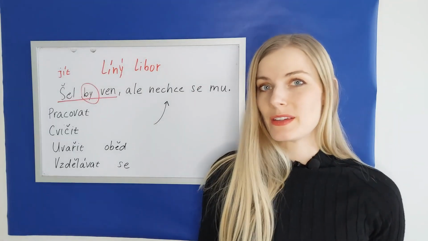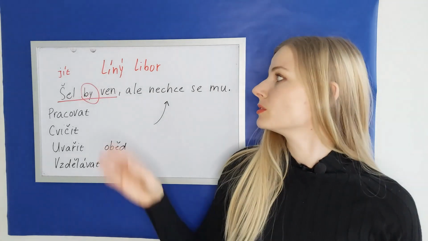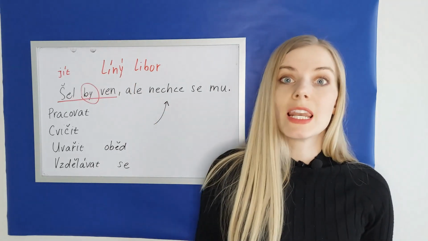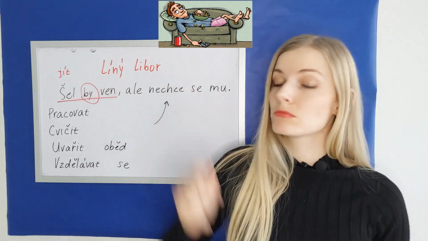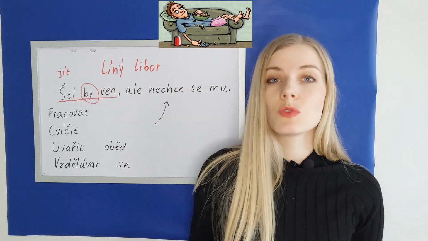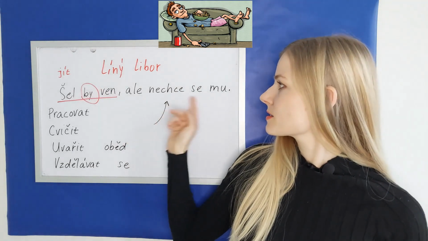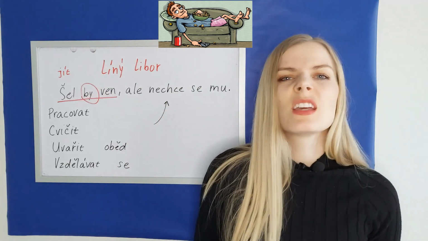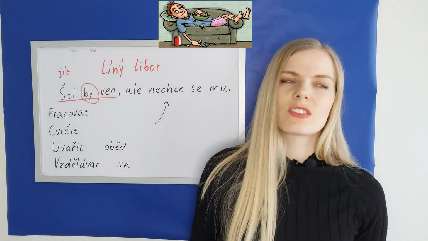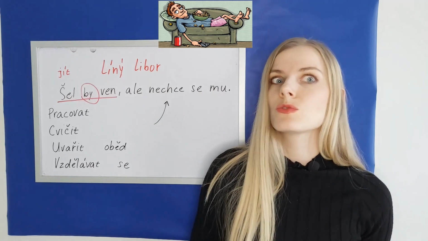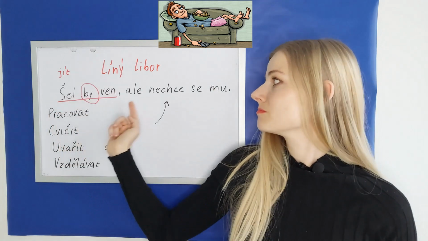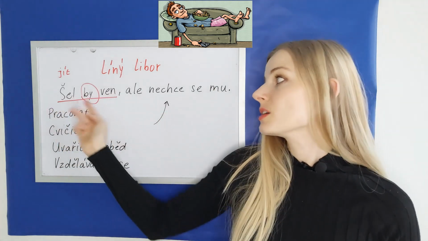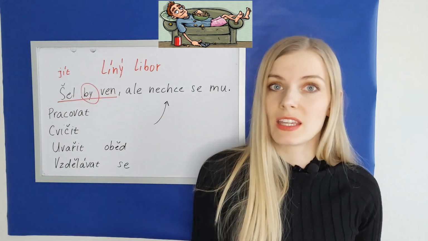Let's do a little exercise. This is going to be about Líný Libor. Líný means lazy. So imagine Libor, he's just so lazy, doesn't want to do anything. Nechce se mu means he doesn't feel like it. He just doesn't feel like doing it. So he doesn't want to do anything because he's lazy. Například, šel by ven, ale nechce se mu. He would go out, but he doesn't feel like it.